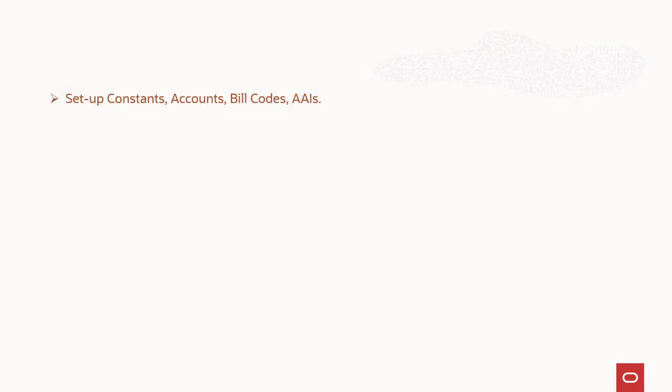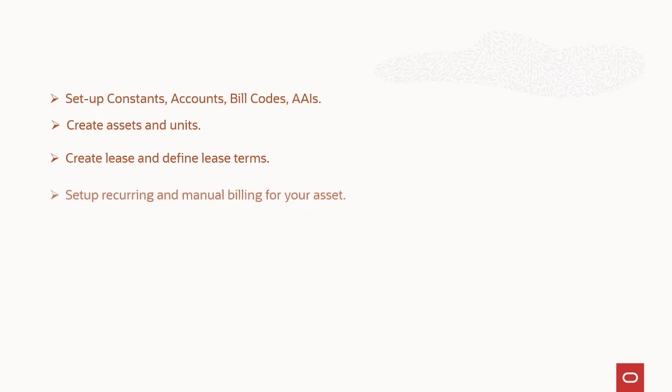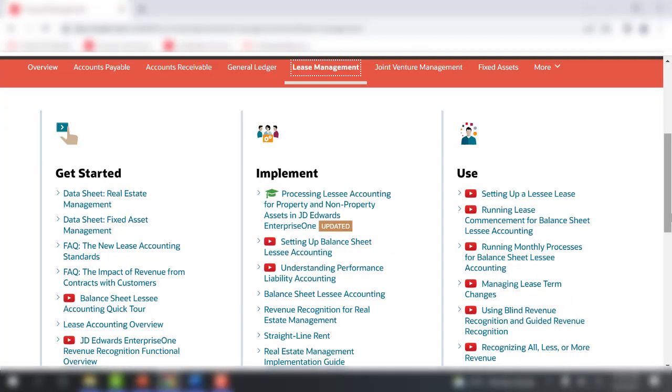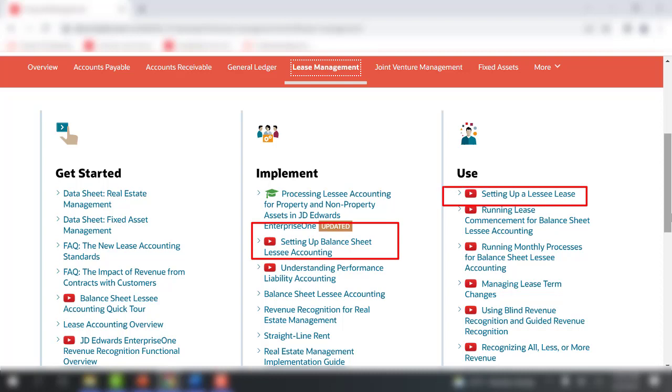Set up constants, accounts, bill codes, AAIs, create assets and units, create lease and define the lease terms, set up recurring and manual billing for your asset, and create amortization schedules. These tasks are described in the setting up balance sheet lessee accounting, setting up a lessee lease, and running lease commencement for balance sheet lessee accounting videos.